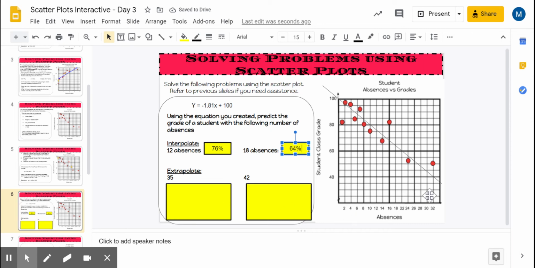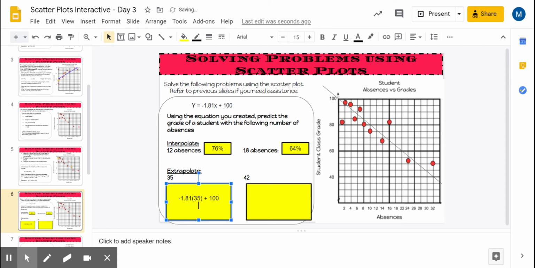Okay, to extrapolate, because we don't actually have 35 on our chart, we're going to use our equation, right? Negative 1.81 times, and our x value is 35, right? So do you see that our chart doesn't go up to 35? So we can't just interpolate. We can't just read it off our chart. Times 35 plus 100.